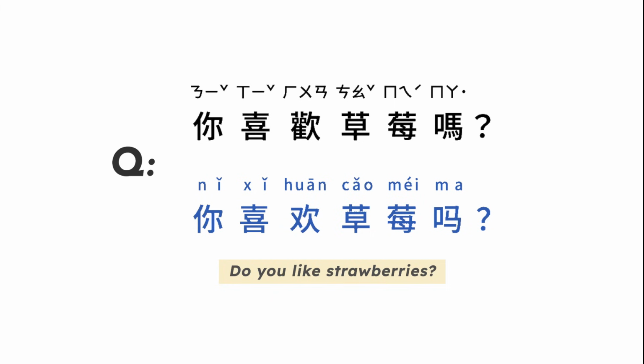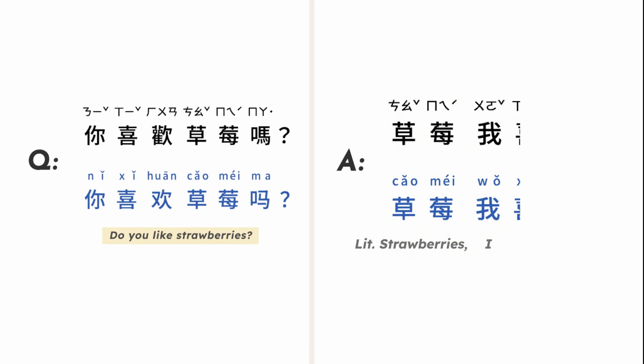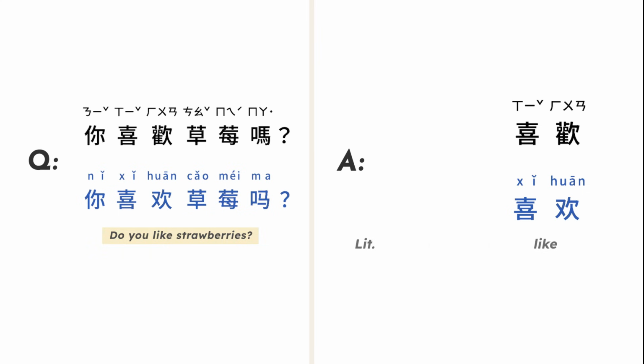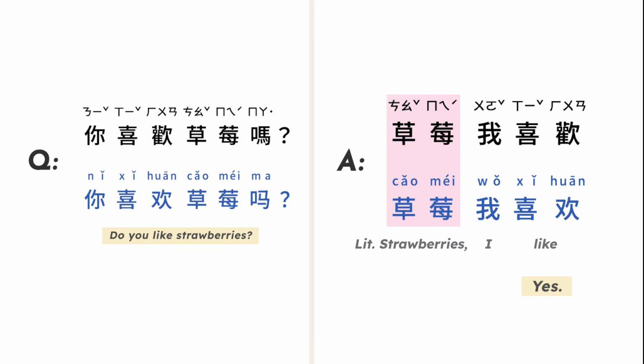For example, if someone asks you, 你喜欢草莓吗？Do you like strawberries? You don't have to say 草莓我喜欢, Strawberries I like. You can omit the 我 I and 草莓 strawberries and simply say 喜欢 to like to express you like it. Because the topic 草莓 strawberry and the subject 我 I are already clear from the context. There's no need to repeat them.